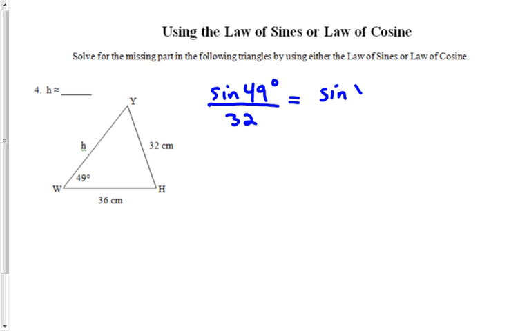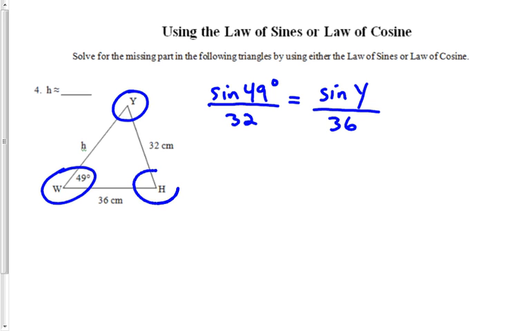Sine of angle Y over 36. Now what conclusion I'm coming to here is if I can find angle Y and I know angle W, then I can add those two angles together and subtract from 180 to eventually find angle H. Then I'll be able to use either the law of sines or maybe the law of cosines to find side H, which is what they asked me for.